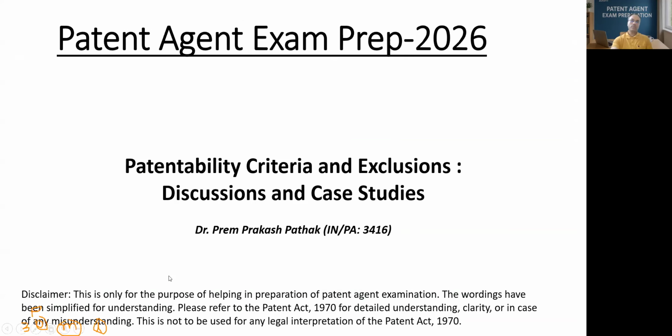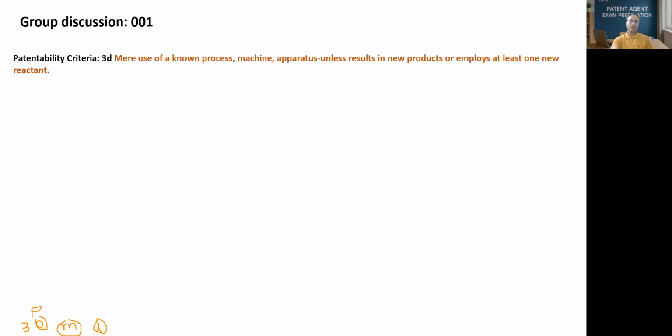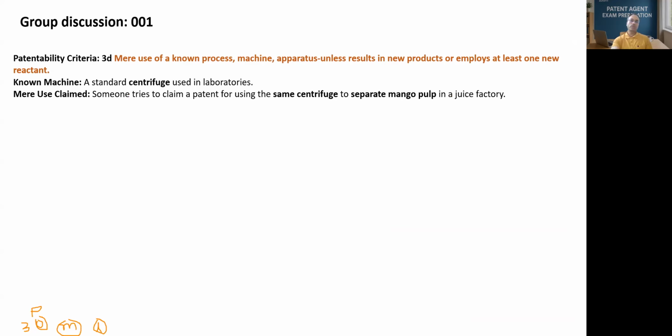Okay, so I have one question for you. Let's discuss. So section 3D, mere use of a known process machine apparatus, it is not patentable. So this centrifuge, it is used in laboratory. This is a known machine. So, can we claim use of a centrifuge to separate mango pulp in a juice factory?